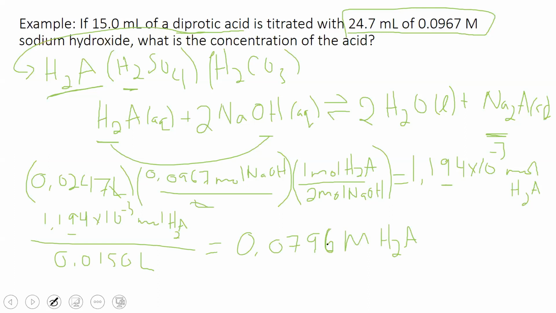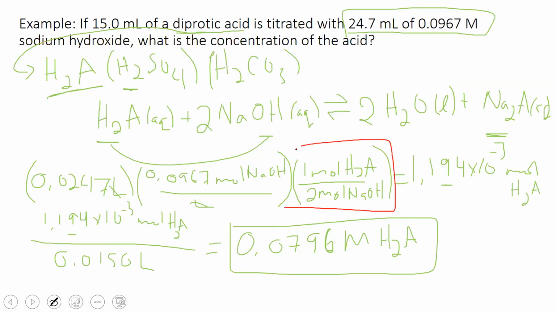Professor, I just had a question. I found an equation online that you can use for the diprotic: M1V1 divided by N1 equals M2V2 divided by N2. Could we use that? That's the idea, yeah. That's the whole thing that we're doing. In this case, we're using this mole ratio to express that.